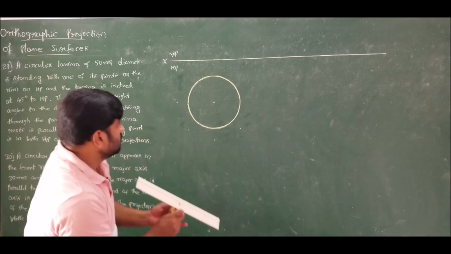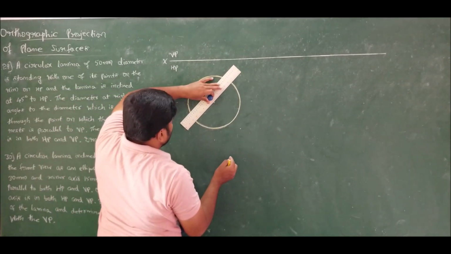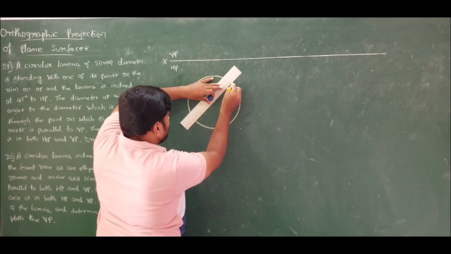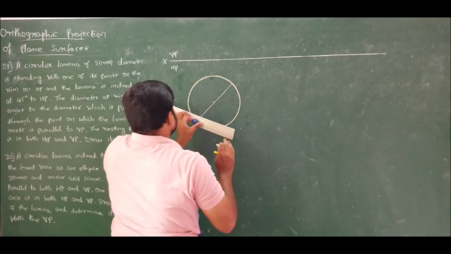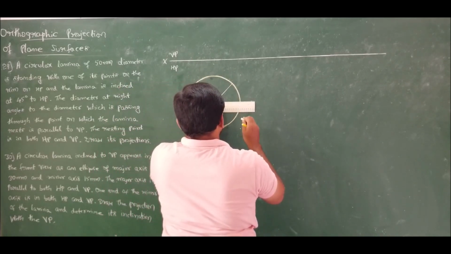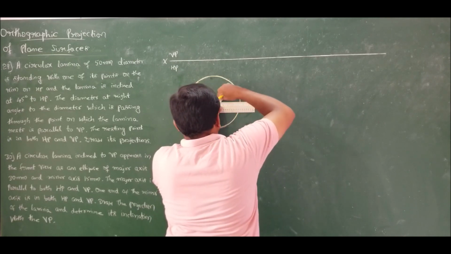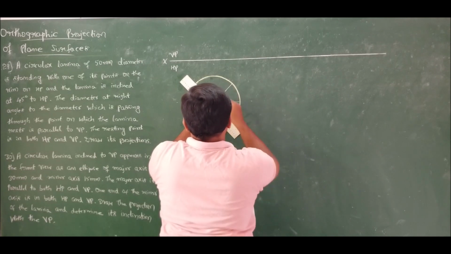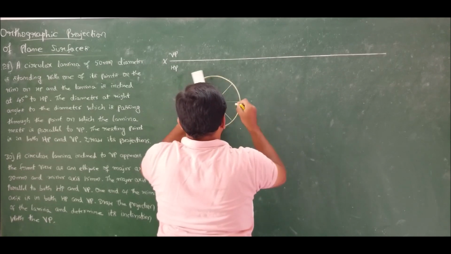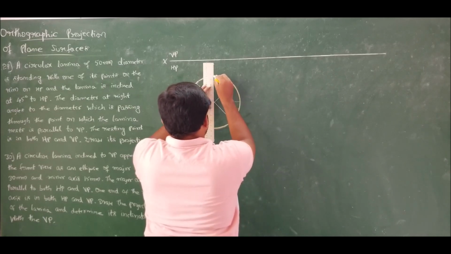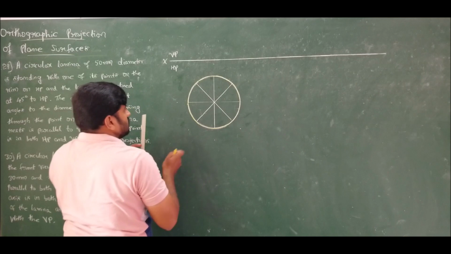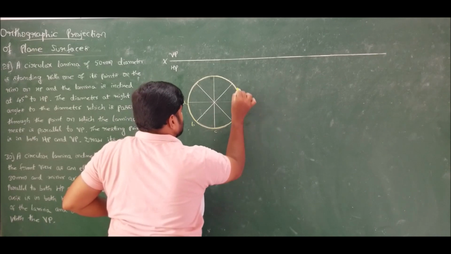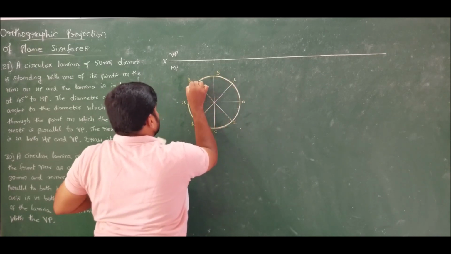Now join these divisions to get the points on the circumference. So connect 45 with minus 135. Similarly 0 and 180, 0 degree and 180 degree. Then connect minus 45 with plus 135, and we have plus 90 and minus 90. Done. Now mark the points. We have A, B, C, D, E, F, G and H.